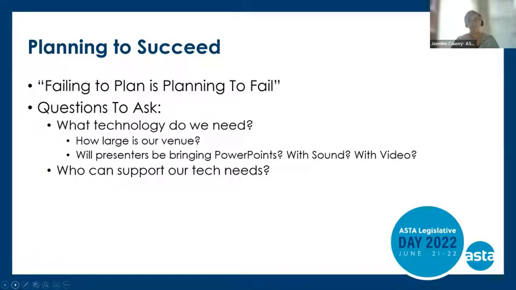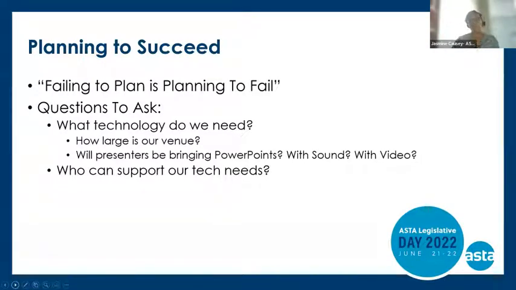When you are looking at venues, particularly when you are looking at rooms where your trade show may be held, you want to consider what is available and what you will need. Another question you want to ask yourself is, will your presenters be bringing PowerPoint? If they are bringing a PowerPoint, you're going to need some sort of projection system, of course, and something to project it on, such as a screen.